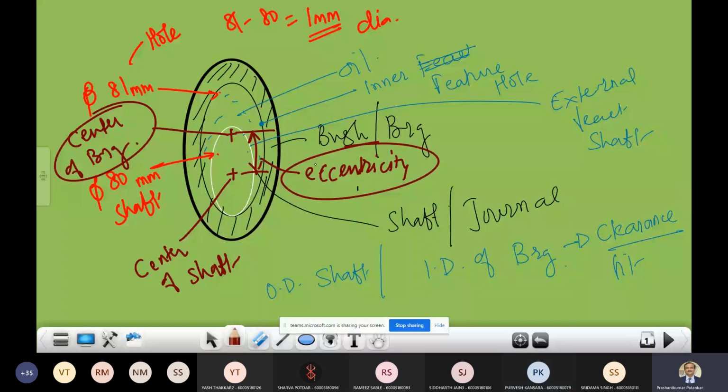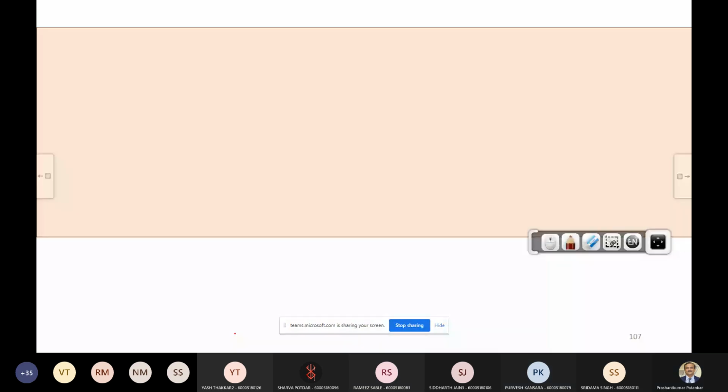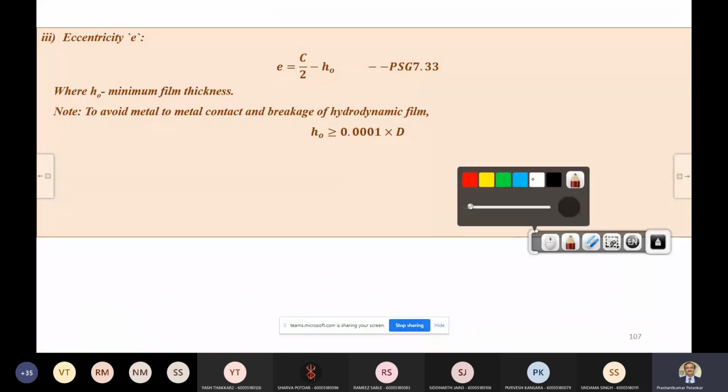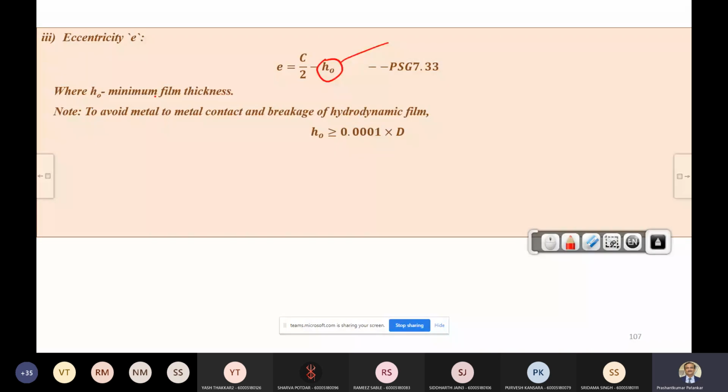So if you have to express that eccentricity, this particular formula is talking about the minimum eccentricity. Now how do we calculate the minimum eccentricity? Suppose H naught is the minimum film thickness to avoid metal to metal contact, and capital C is your diametral clearance. Then you can calculate the eccentricity, small e, by taking the difference of the radial clearance and the minimum film thickness.